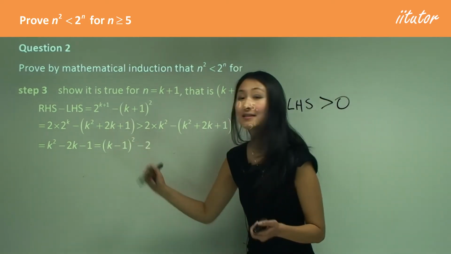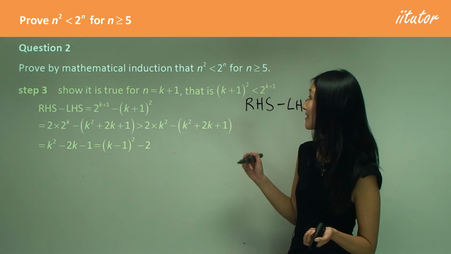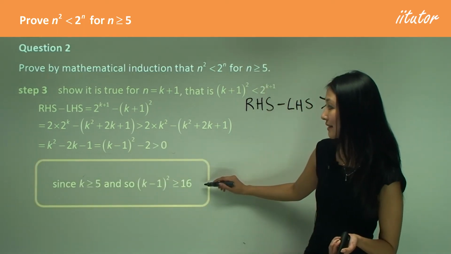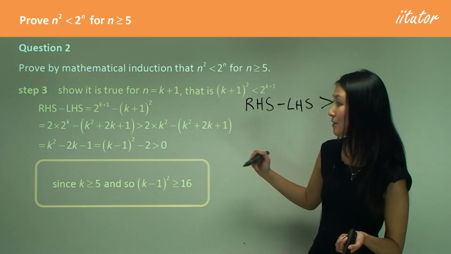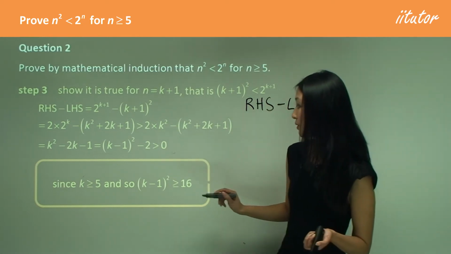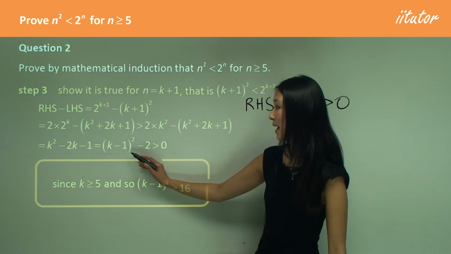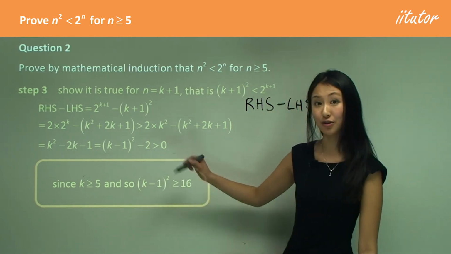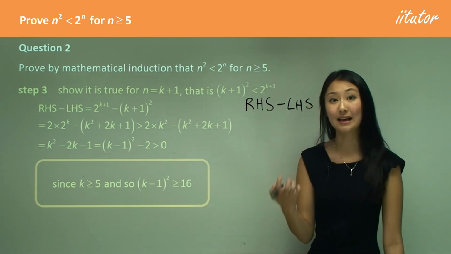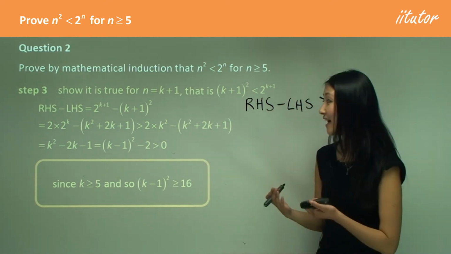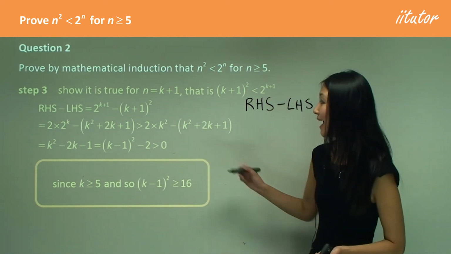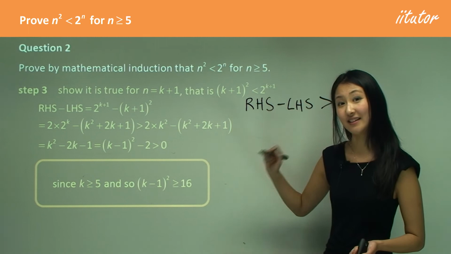This here is a perfect square. Let's consider that k is greater than or equal to 5. So since k is greater than or equal to 5, substituting in 5, what do we have here? We will have 5 minus 1, which is 4. 4 squared is 16, 16 minus 2. So the smallest number it can be will be 14. Therefore, this will always be positive, won't it? So we can say that it will always be greater than 0.